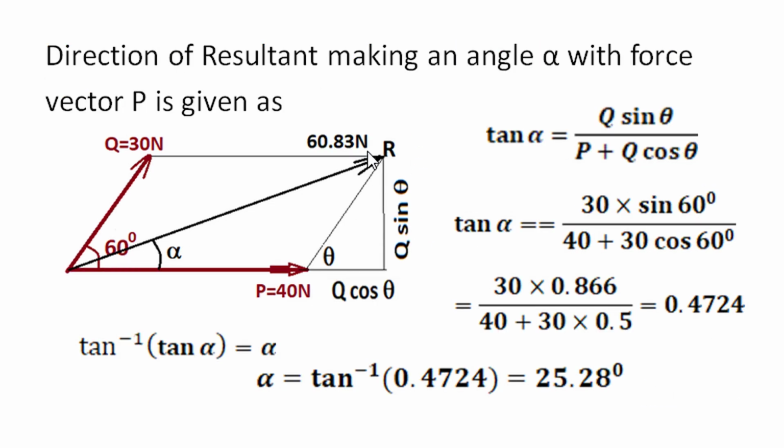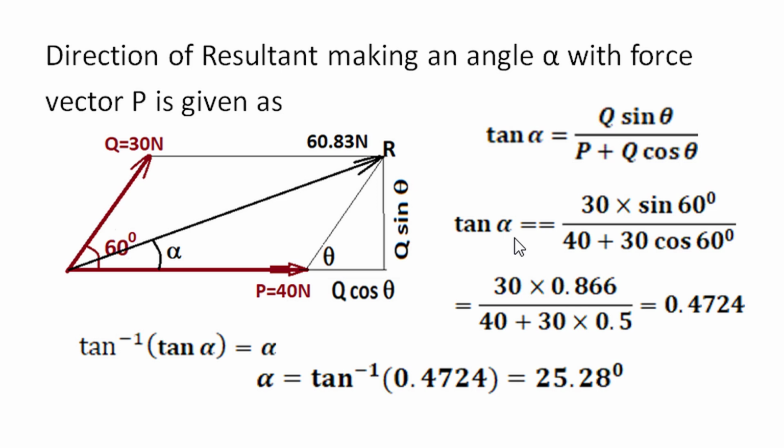To find out direction of this resultant, this second vector Q is resolved into two components, one along P, that is Q cos theta, and second perpendicular to P as Q sin theta. And when we apply trigonometry, then the resultant makes an angle alpha with vector P, and tan alpha is given as perpendicular Q sin theta divided by base P plus Q cos theta, and the value of P is 40, value of Q is 30, and angle theta between two vectors is 60 degree. Sin 60 is 0.866, cos 60 is 0.5. When 30 multiplied by 0.866 is divided by P plus Q cos theta, P is 40, Q is 30 and cos 60 is 0.5, then this ratio comes as 0.4724.